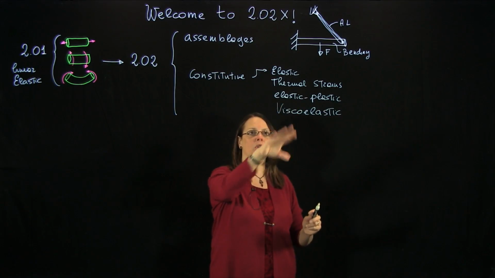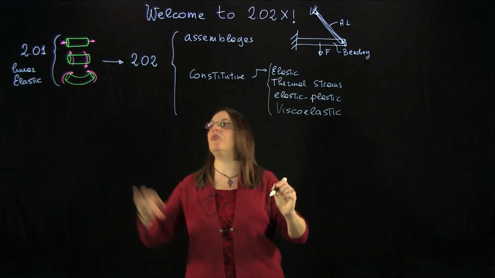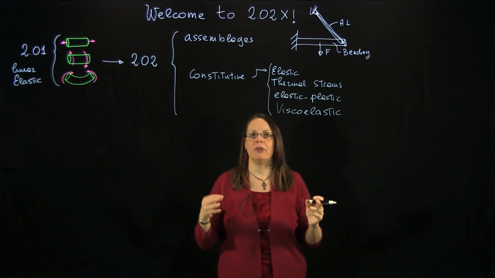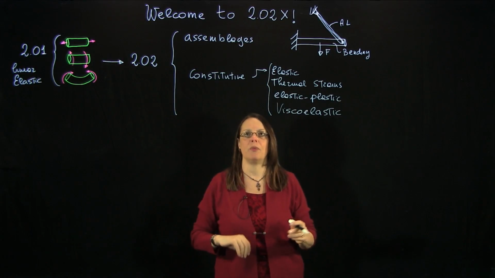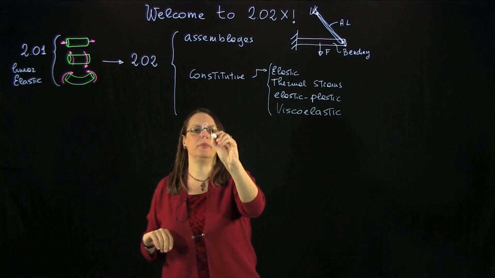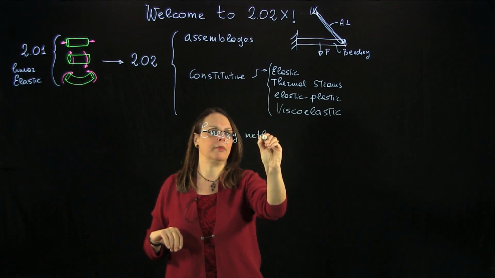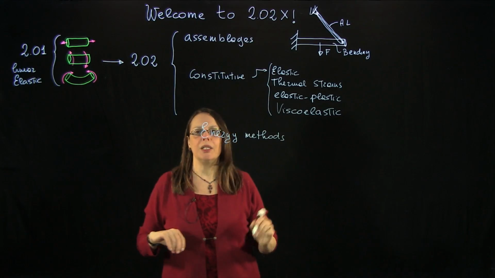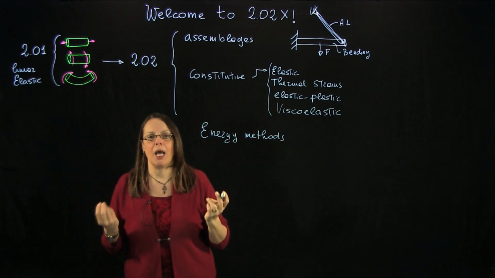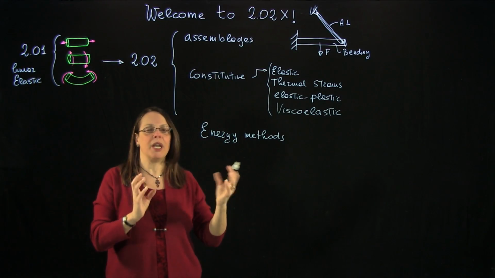So we're going to learn how to treat all these different material responses for assemblages of materials in which each individual part of the material behaves in axial loading, torsion, and bending. We're also going to look at energy methods, which are alternative ways to solve structural problems, in which you look at the problem from an energy perspective.